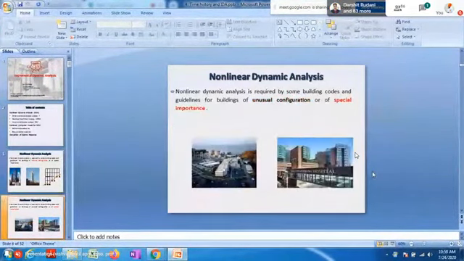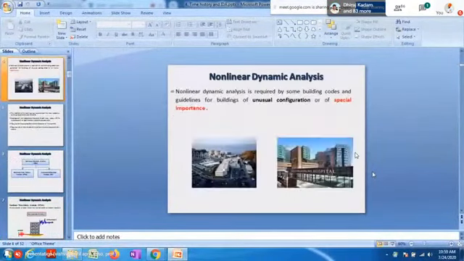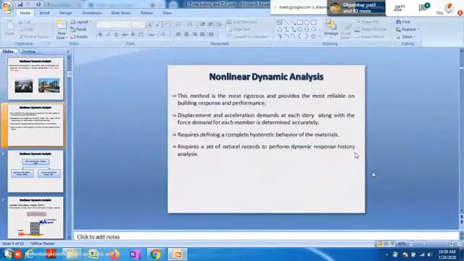Then, some structures are of special importance. Hospitals are there, and nuclear power stations are there. To obtain the seismic response of these, we have to go for a rigorous time history analysis.